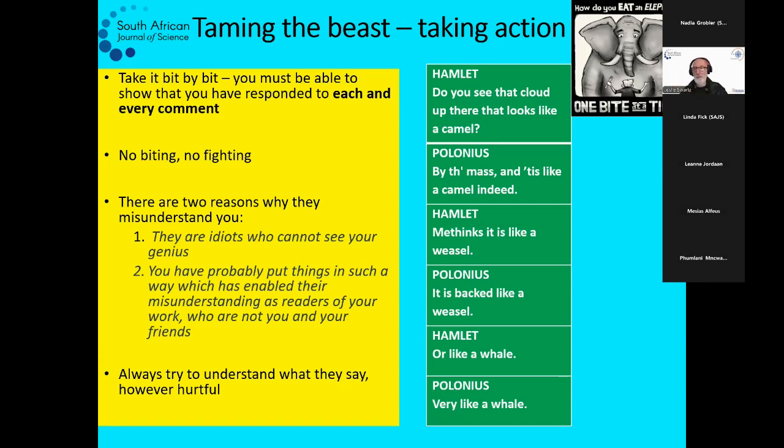And for those of you familiar with Shakespeare's play Hamlet, when Polonius is trying to humor Hamlet, they're looking at the clouds, and Hamlet says, "Do you think the cloud looks like a camel?" And Polonius says, "Yes, very like a camel." You've got to be a bit like that with your reviewers. You've got to humor your reviewers, show that you take them seriously. It doesn't mean that you have to agree with absolutely everything they say, but always try and understand where they come from.